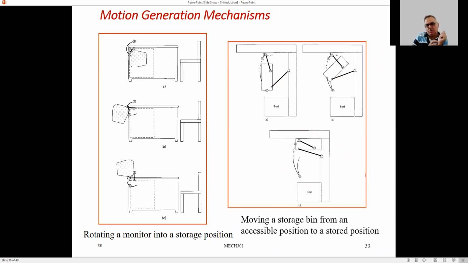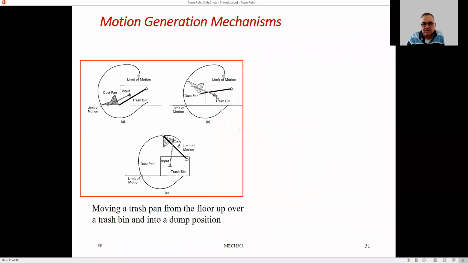And also, here you have, again, an object. This is its storage position. It might be a bed, for example. From its storage position to its active position, like this one, again with the help of a 4-bar mechanism, as you see. The 4-bar mechanism, as you see, is very, very useful for lots of applications.